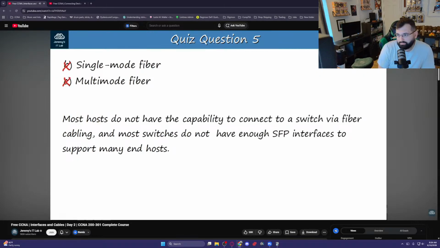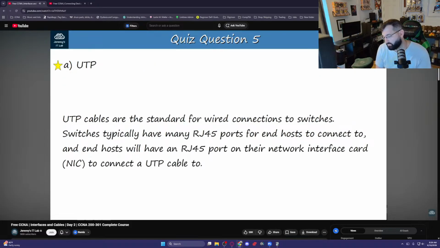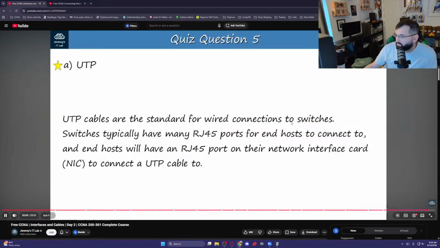Most hosts do not have the capability to connect to a switch via fiber cabling, and most switches do not have enough SFP interfaces to support many hosts. So B, single-mode fiber, and C, multi-mode fiber, are incorrect. UTP cables are the standard for wired connections to switches. Switches typically have many RJ45 ports for end hosts to connect to, and end hosts will have an RJ45 port on their network interface card to connect a UTP cable to. So A, UTP, is the correct answer.